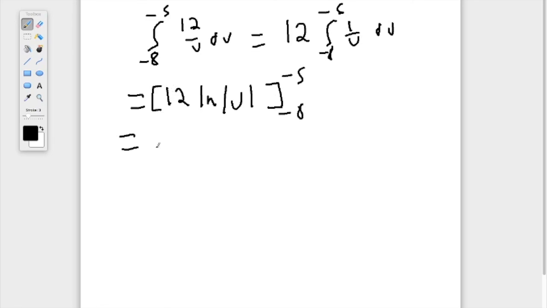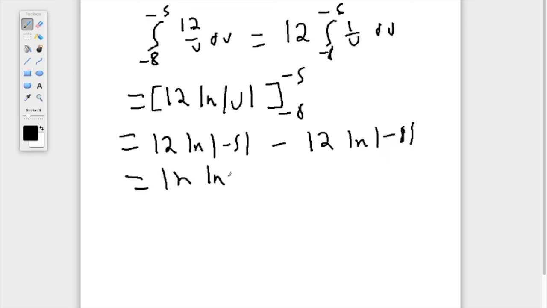So we get 12 ln of negative 5 minus 12 ln of negative 8. So that's 12 ln of 5 minus 12 ln of 8, because you're just taking the absolute value, so the area exists. So you can condense this into a single logarithm, so we get 12 ln, and then we get 5 over 8.